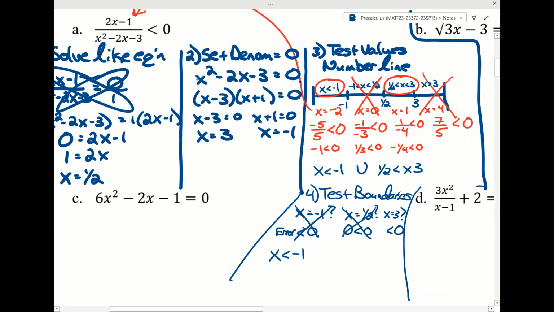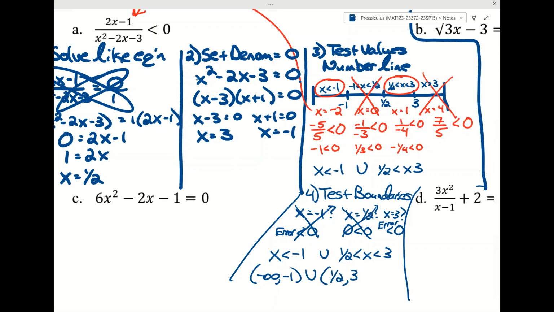So I'm going to say union with 1/2 to x. And if you plug in 3, you're going to get an error as well. So as far as your final answer, it'd be numbers less than -1 in union with 1/2 to 3. This is using set notation. That would be a complete answer.